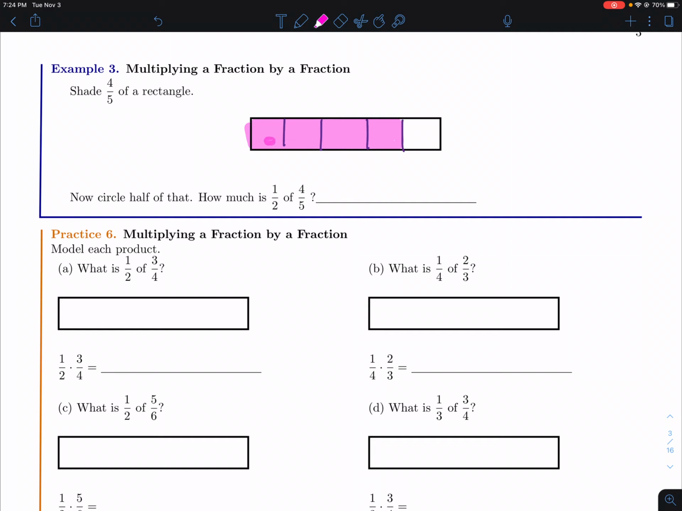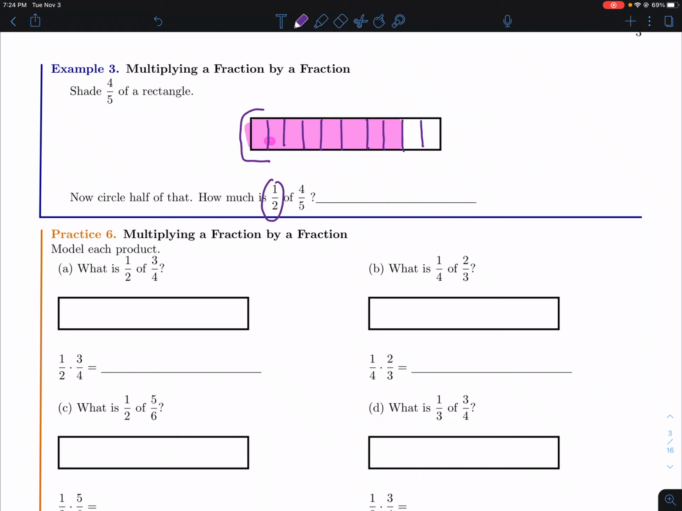All right, so there's 4/5. And so now the goal is I want to multiply this by 1/2, or I want to take 1/2 of 4/5. So what's 1/2 of 4/5? In this case, I like to divide it up so I can figure out what the increments are. So I want to divide this even further, like that. And so I'm going to take half of this away.